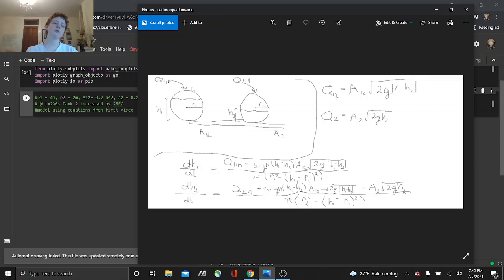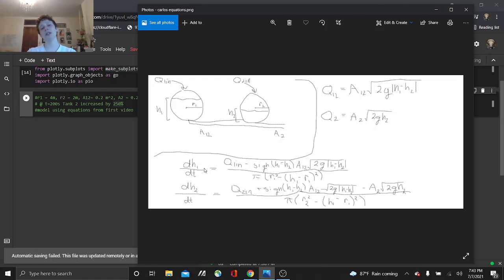Now, we also have this flow rate going into the first spherical tank, which we called Q1 in, and we have a flow rate going into the second spherical tank called Q2 in. Now, in my last video, we were also able to derive a couple of equations that allowed us to find the flow rate Q12, the flow rate going between these two tanks, and the flow rate Q2 for the fluid that's leaving the second tank.